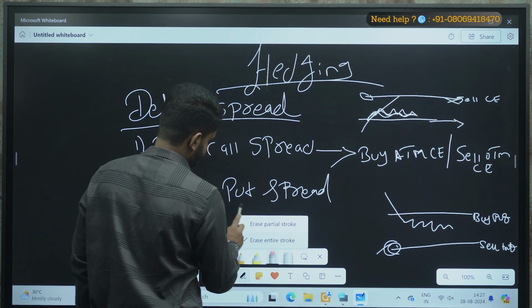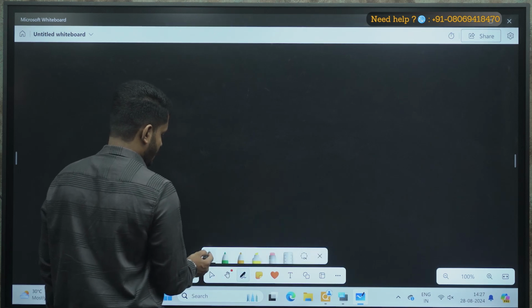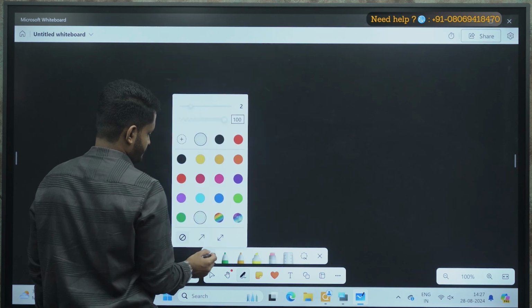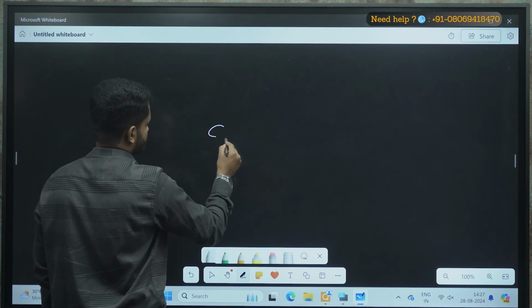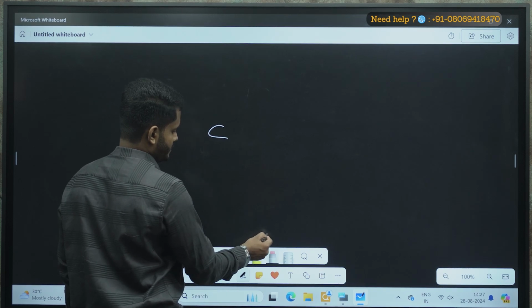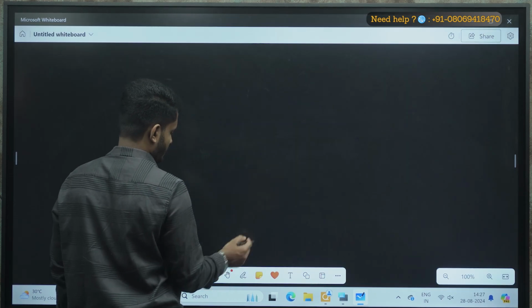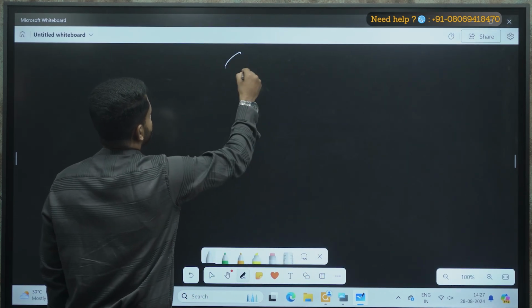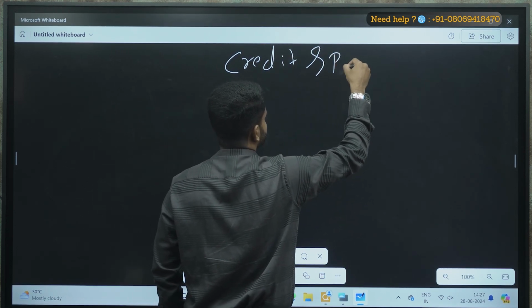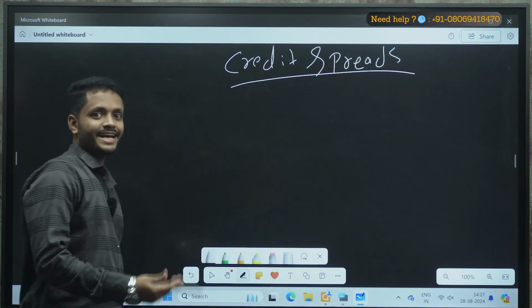Okay, now this was debit spread, correct? Now let us check out what credit spreads are. Credit spreads. So what is credit spread?